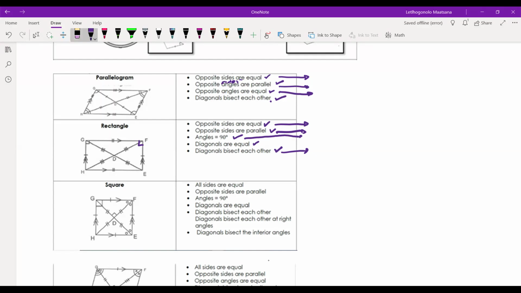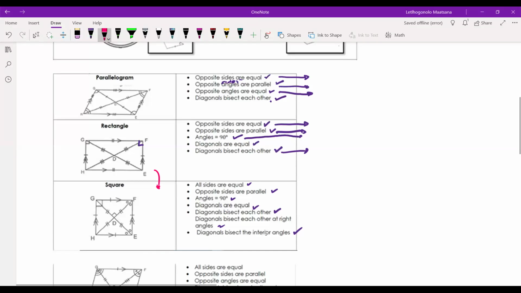Okay, let's move on to the square. Square: all sides are equal, opposite sides are parallel, angles are 90, diagonals are equal. Diagonals bisect each other, diagonals bisect each other at a right angle, and diagonals bisect the interior angles. Okay. So with these properties, we see properties from the rectangle repeating itself in the square, but the square now has special other aspects. So we can see how all squares are rectangles, but not all rectangles are squares.